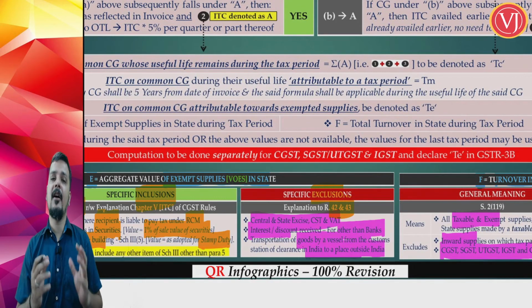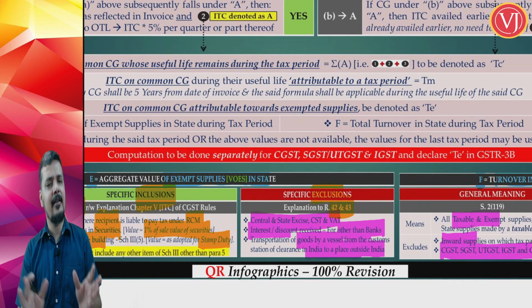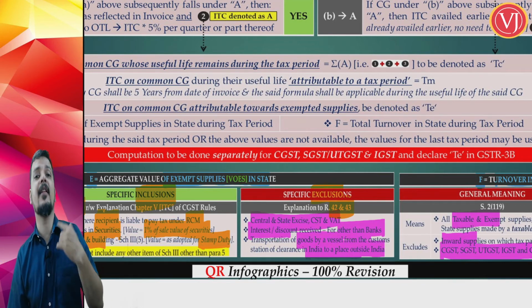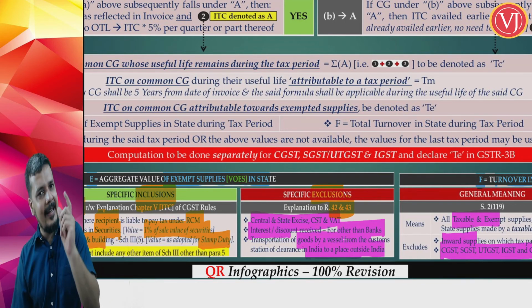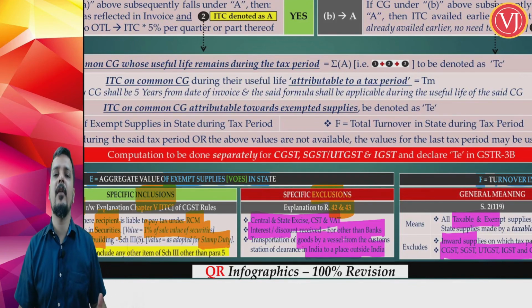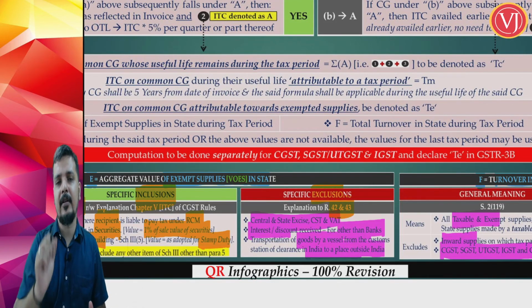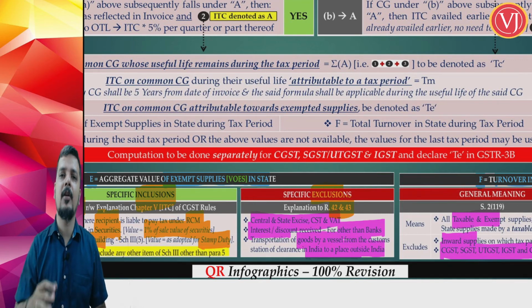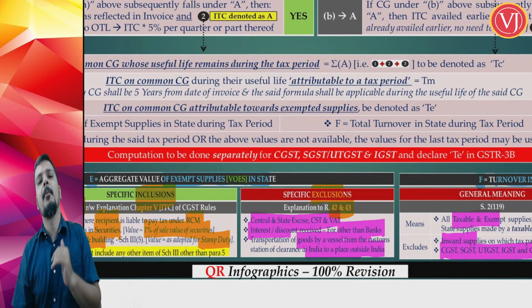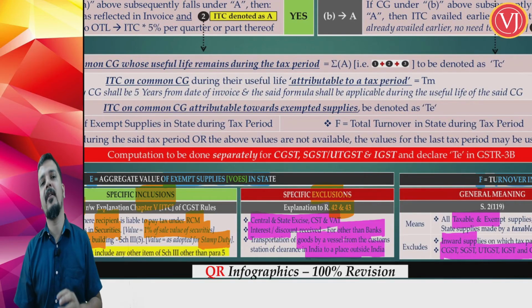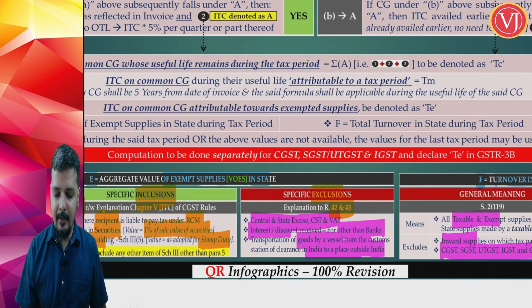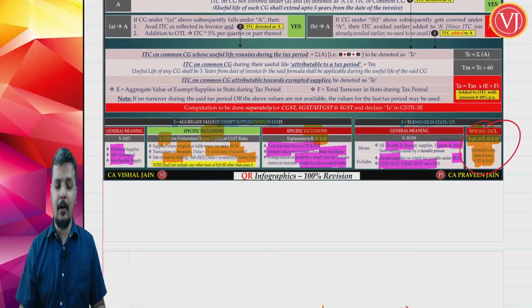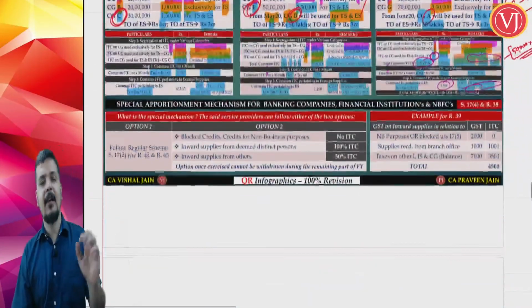Interest income for banks, technically it is exempt, include in value of exempt supplies. For other than banks, it is a small income. Technically though it is exempt, but don't include in value of exempt supplies, which means that no need of reversal. And likewise, when you talk about transportation of goods in a vessel from India to outside India, technically it is exempt, but they don't want reversal for the shipping companies. So it is not included in value of exempt supplies. That is all about this, common for both 42 and 43: what will be there in value of exempt supplies and what will be there in turnover in state.